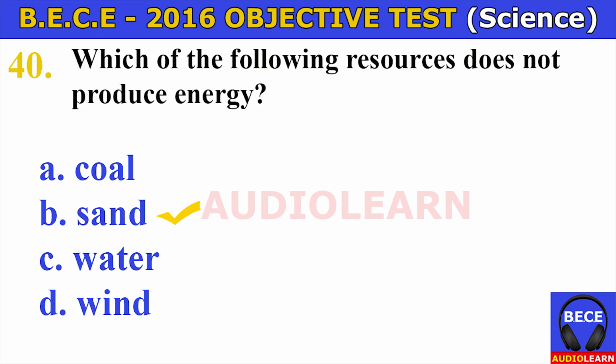Number 40. Which of the following resources does not produce energy? A. Coal, B. Sand, C. Water, D. Wind. And the answer is B. Sand.